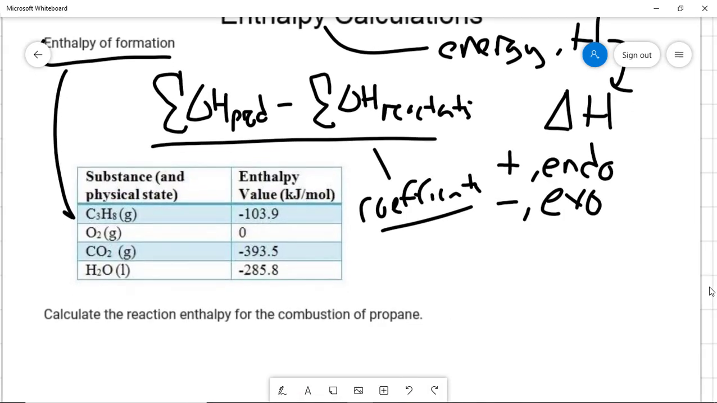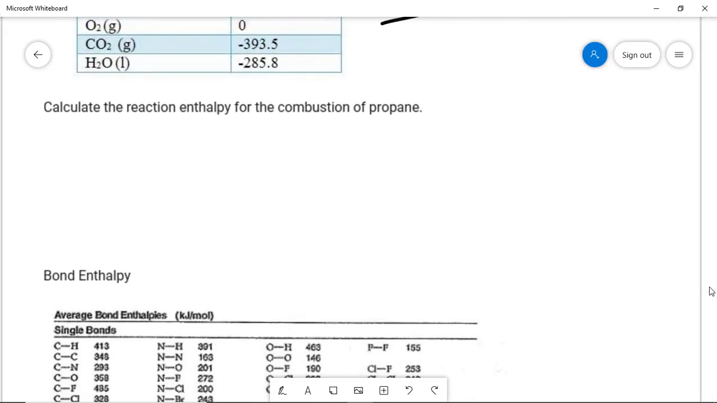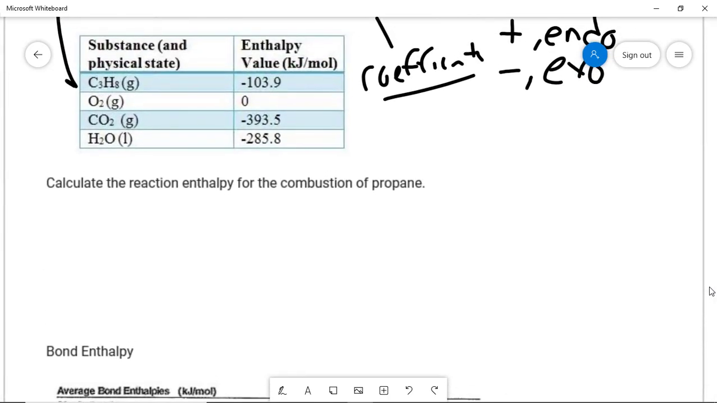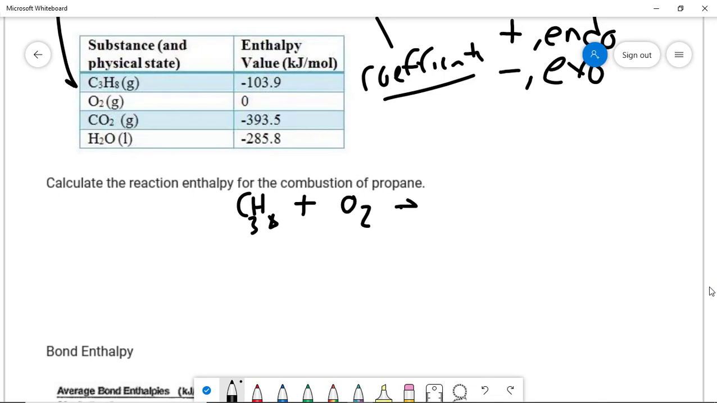So moving down here, let's look at some practice problems. For the first one, we're asked to calculate the reaction enthalpy for the combustion of propane. The first thing we need to do is write our equation: C3H8 plus O2 yields CO2 and H2O. Again, we need to go back and balance this, 3 and 6, like that. And again, it's just products minus reactants.